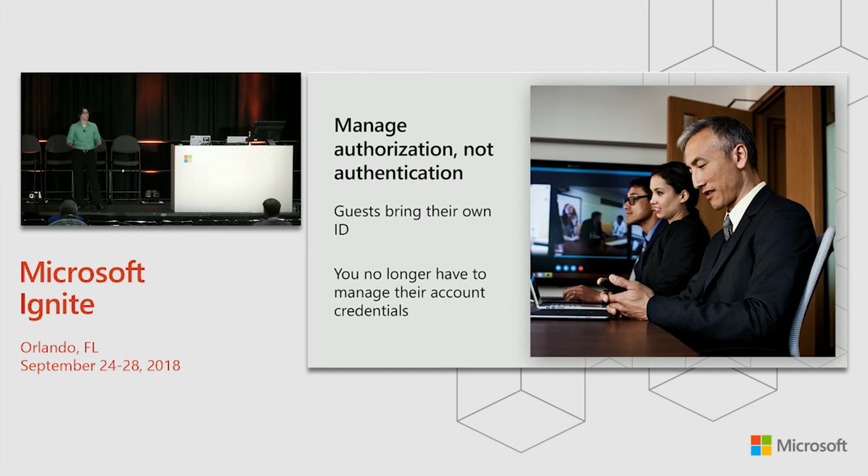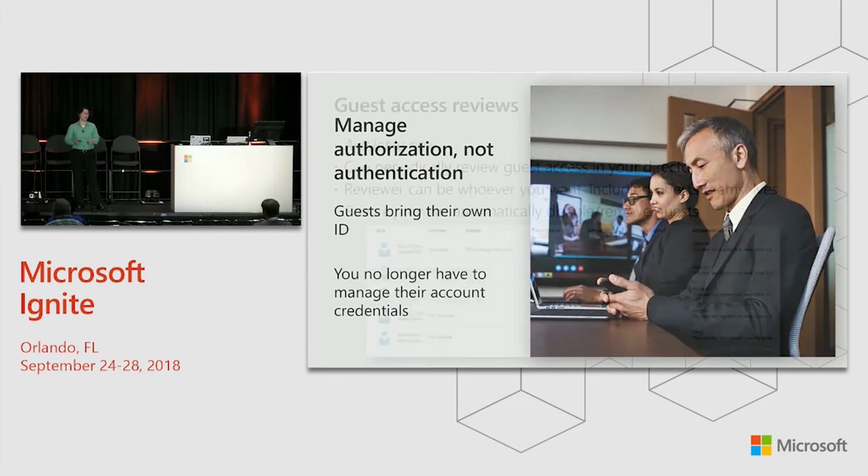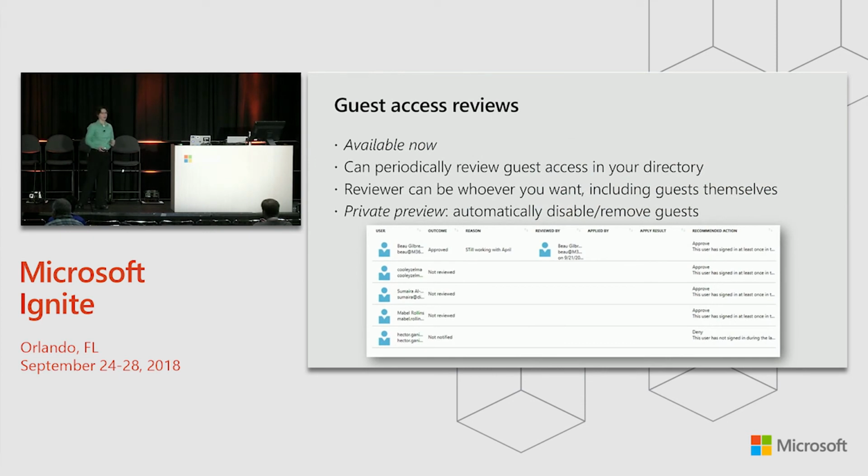Now, we've got a lot of features in this space to help you control that access and make sure that only the right things are happening, and also notice when the wrong things are happening. So first of all, we have guest access reviews. And this is a feature that's available now. You can run this in your system today as soon as you walk out of this room. And this is a feature that enables you to periodically review the guest access in your directory. So the reviewer can be whoever you want, which includes the guests themselves. You might want to run a review that just has all the guests in your system self-attest whether or not they still need to be there.